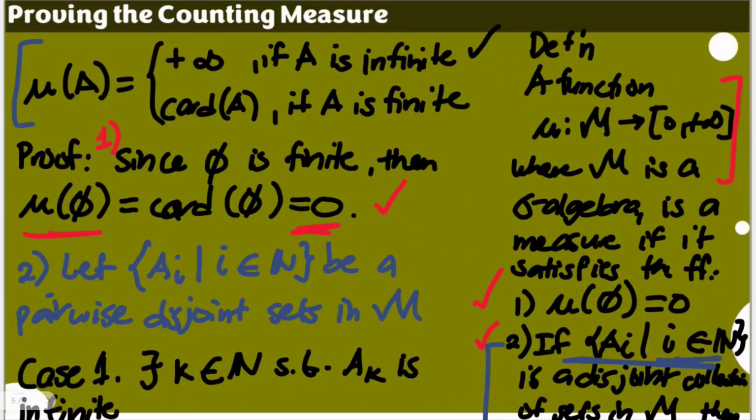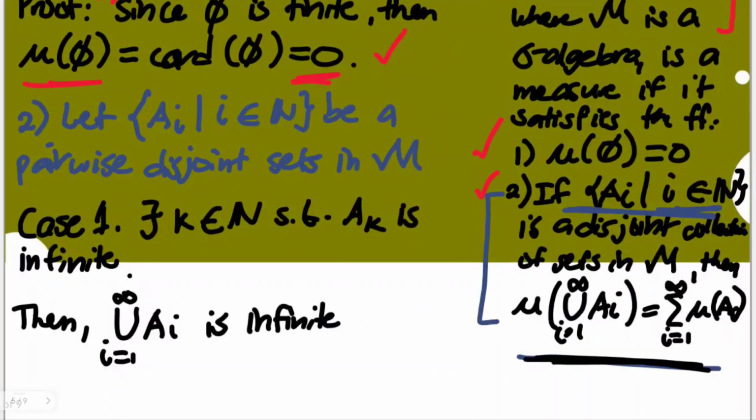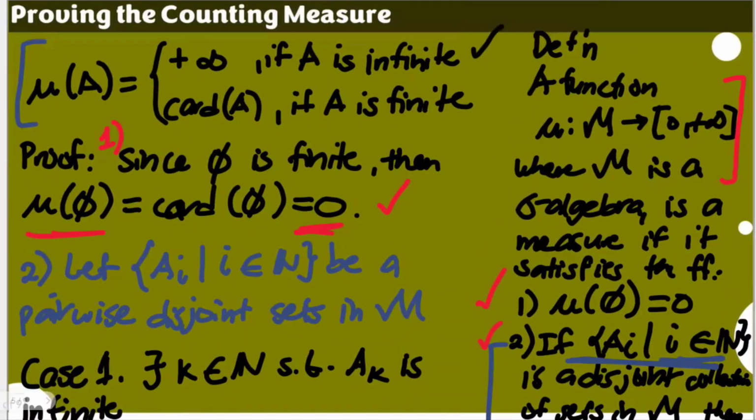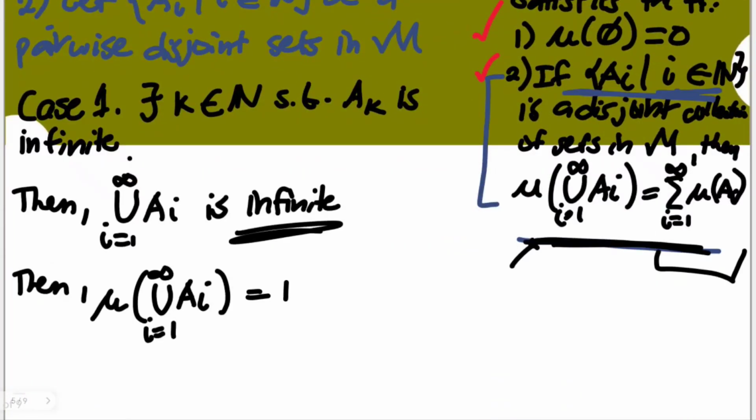Okay, so we are going to show that this is true for this as well here, because the mu of this, where i starts from 1 to infinity, since it's infinite, based on the definition, is positive infinity. We need to show that this portion here is also positive infinity, so that they are equal, because this should be established for this case.